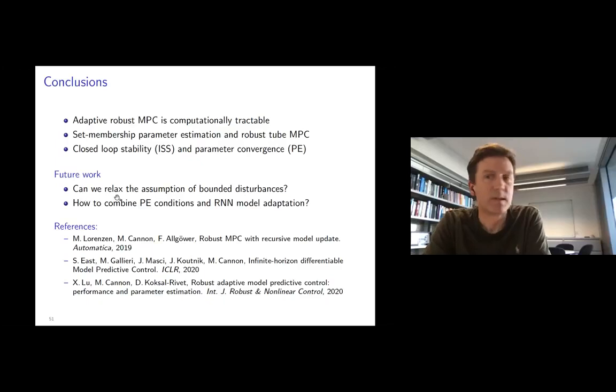So some questions that are of interest are, how can we avoid this assumption that the disturbances are bounded? Can we use, for example, sets that apply with a given confidence to distributions which maybe have unbounded support? How can we combine persistency of excitation with recurrent neural network model adaptation?